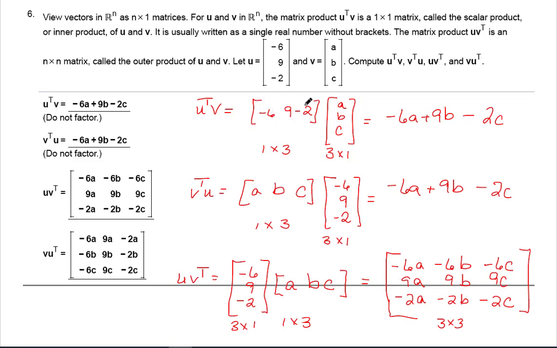So now it's just minus 6a, 9b, minus 2c. I do the same thing for V transpose times U. So again, 1 by 3, 3 by 1, and I get the same answer. This is called the inner product or scalar product typically, which we will see later on. You'll also see this in physics or sometimes in calculus 3 called the dot product.